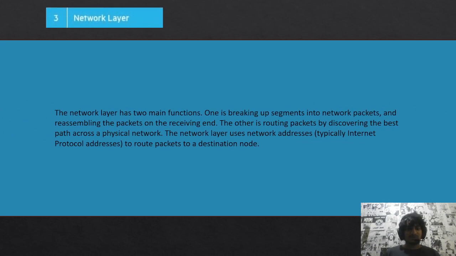Next, we have the network layer. The network layer has two main functions. One is breaking up segments into network packets and reassembling the packets on the receiving end. The other is routing packets by discovering the best path across a physical network. The network layer uses network addresses, typically Internet Protocol addresses. It uses network addresses to route packets to a destination node.